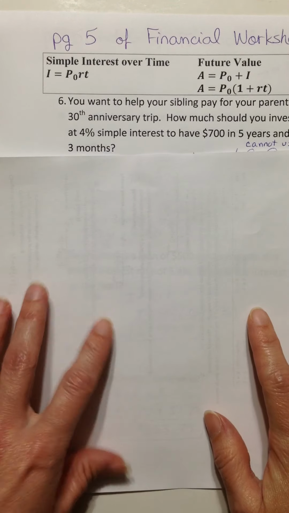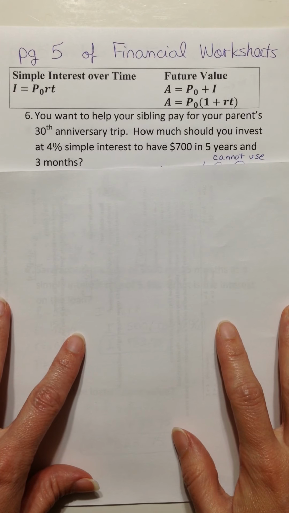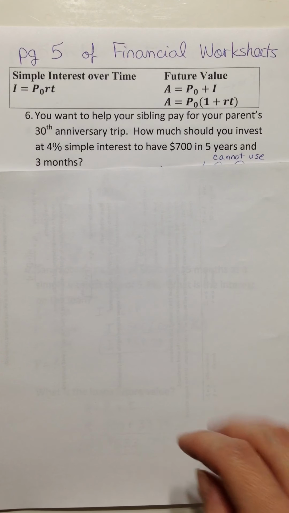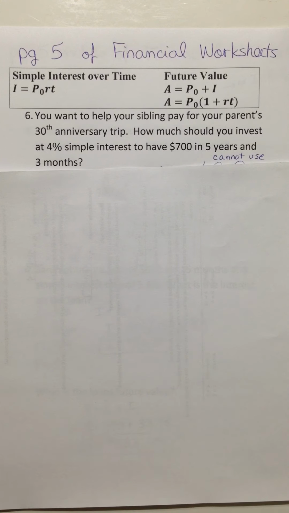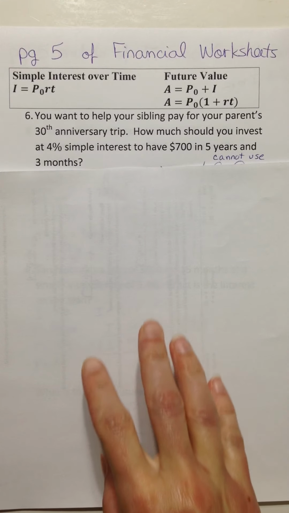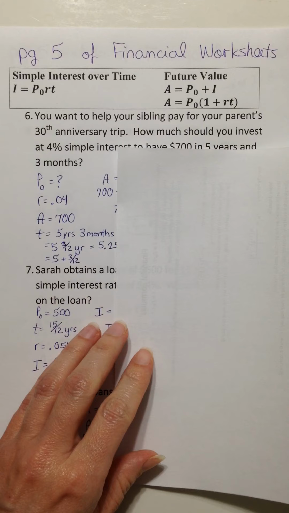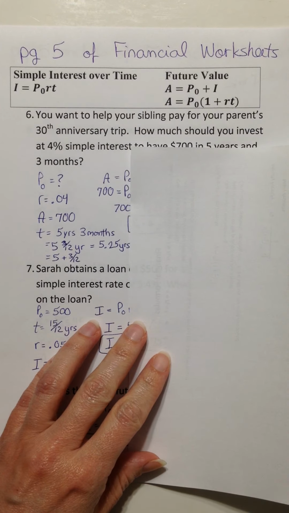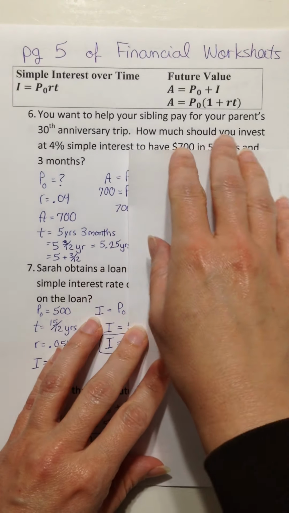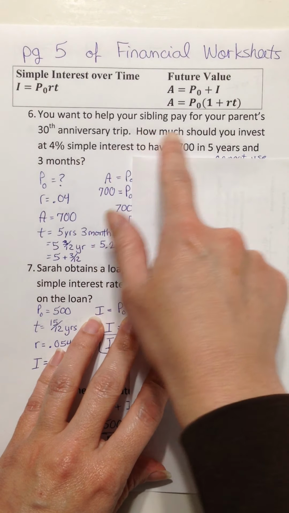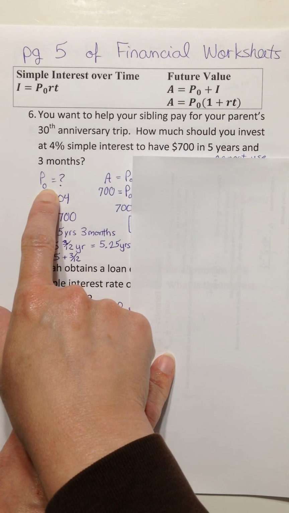Okay, so this is page 5 of your financial worksheet. It says you want to help your siblings pay for your parents' 30th anniversary trip. How much should you invest at 4% simple interest to have $700 in 5 years and 3 months? Okay, so if we look at defining our variables, how much should you invest? You're looking for the principal amount.